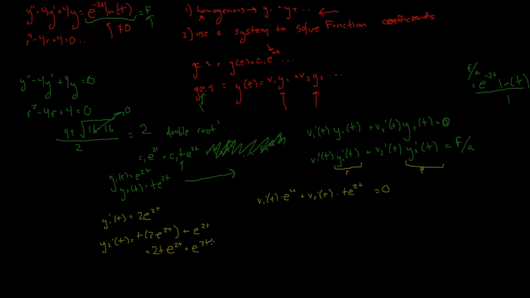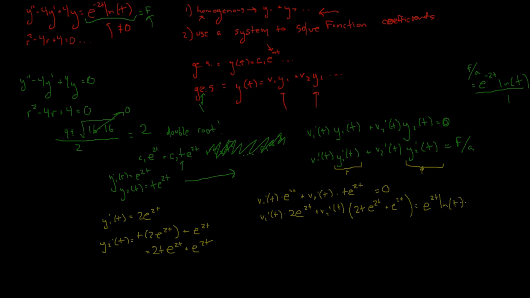Okay, so those are our two derivatives for these parts. Let's put that in our second line. So we have v1 prime of t times 2e to the 2t, plus the second, v2 prime of t, which is the second function coefficient, times the derivative of our second solution to the homogeneous equation. So that's 2t e to the 2t plus e to the 2t. It's going to be equal to e to the 2t, which I'll get t.